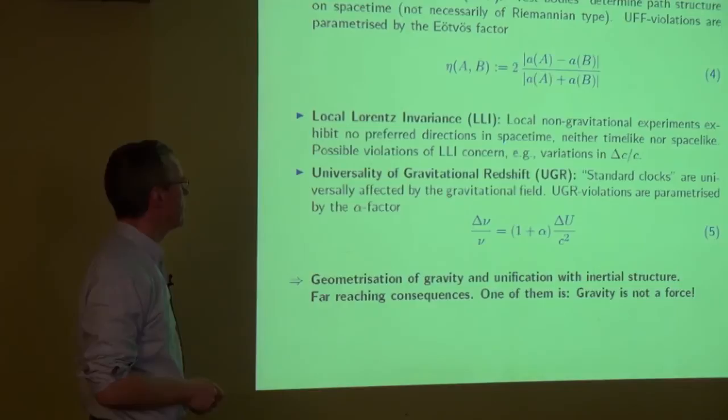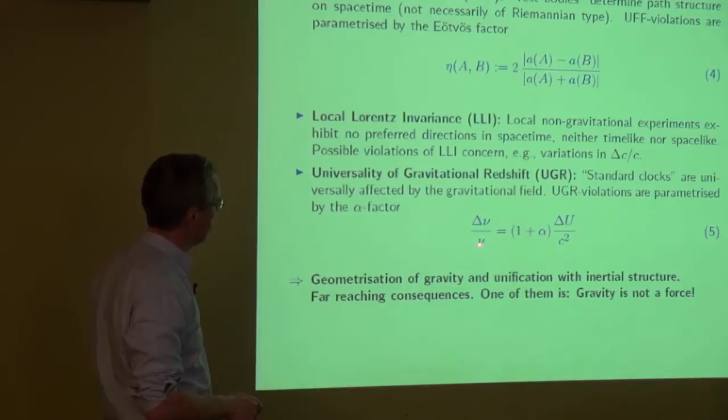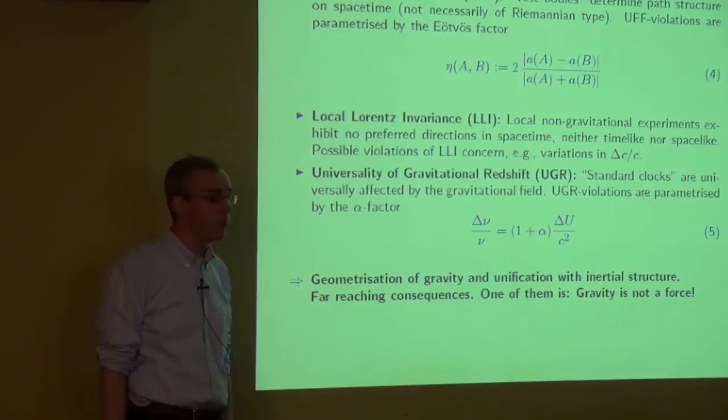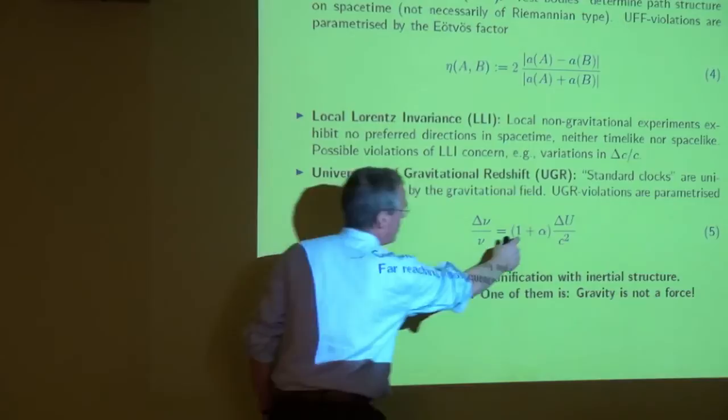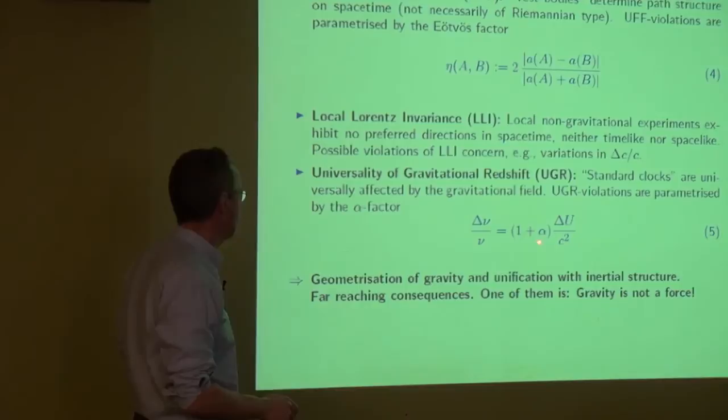And this can be parametrized by a factor alpha that says that the variation in frequency over the frequency varies with the potential in a way, if this alpha were zero, that's independent of the clock, and it's also independent of where the clock is. It's always given by this formula. There's no space or time dependence in this factor, it's just all residing in here. If it were violated, it could possibly depend on the clock, and it could also depend on the space-time point. And then this factor alpha would become important.